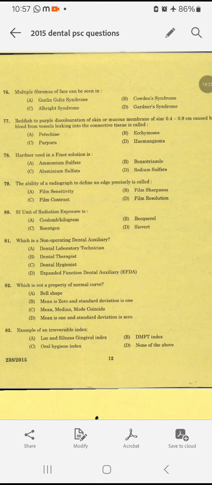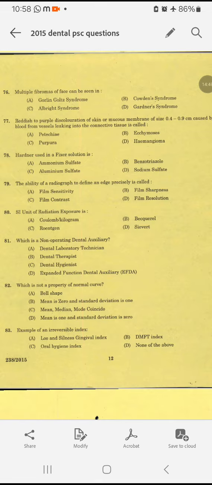Question number 80. What is the SI unit of radiation exposure? Coulomb per kilogram. Please concentrate on the question. They are asking radiation exposure. Exposure, Coulomb per kilogram. Question number 80A.